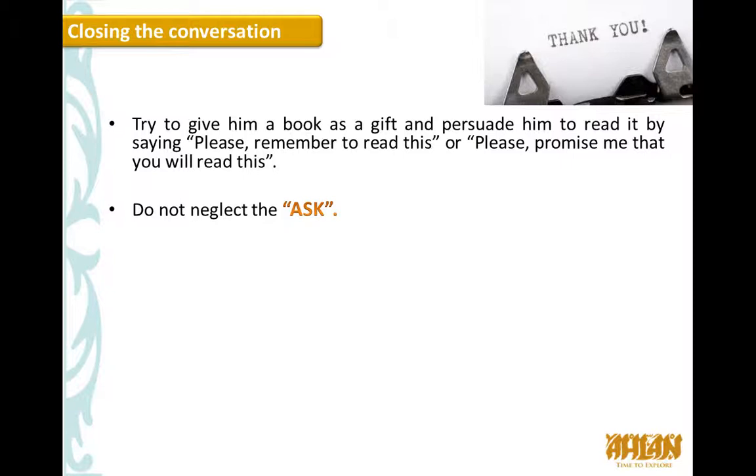There are people you think are very close, so don't neglect it. Don't be afraid to say it. Ask him, because some people may have some difficulties going into Islam, but it's very easy to overcome.